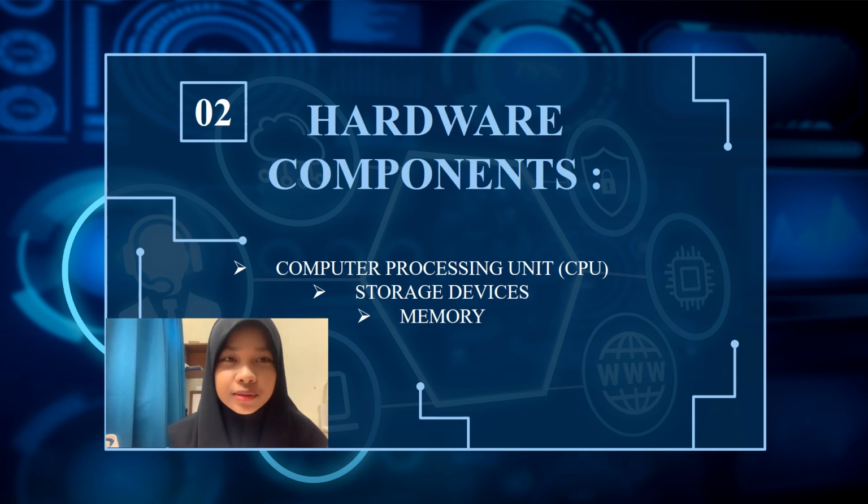Now I want to talk about hardware. Hardware refers to the several components of a computer system that you can touch and see. Examples include the central processing unit (CPU), memory, and storage devices. Hardware is essential for a computer to function, and different components work together to execute tasks and run software.